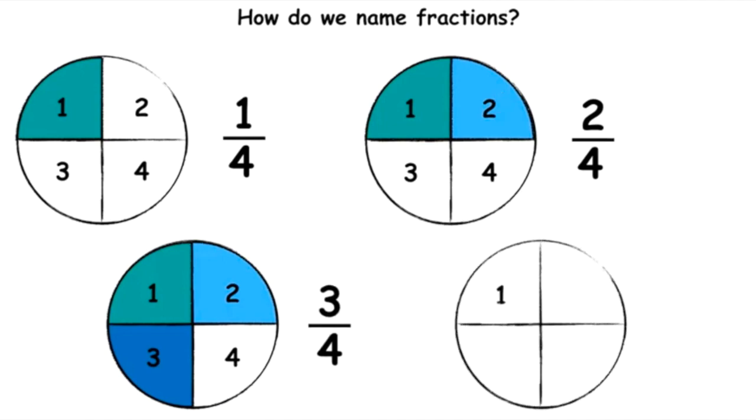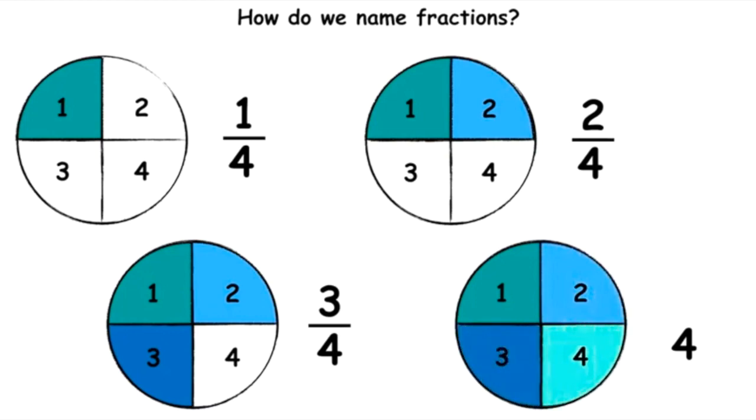And this circle has also been cut into 4 equal pieces. There are 4 pieces in total. I'm going to color in 4 of the 4 equal pieces. I have colored in 4 pieces out of 4. When we have 4 out of 4, we have 4/4, which is the same as 1 whole.